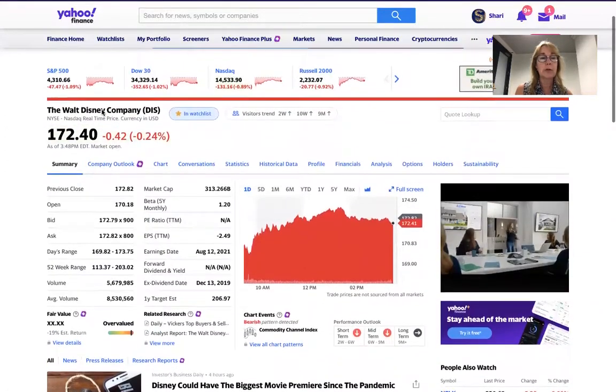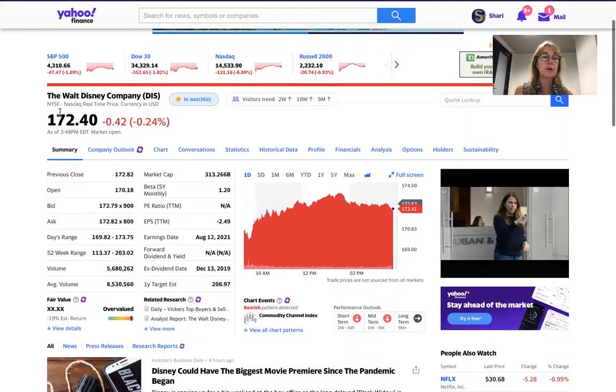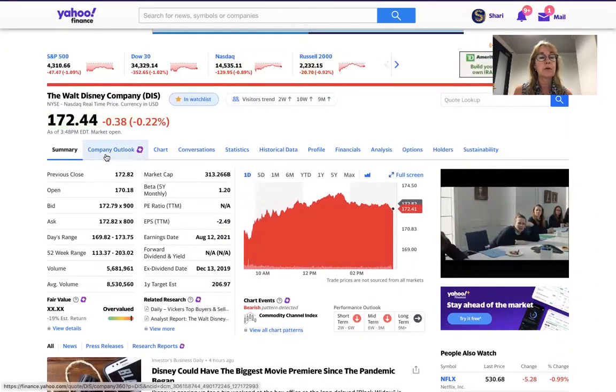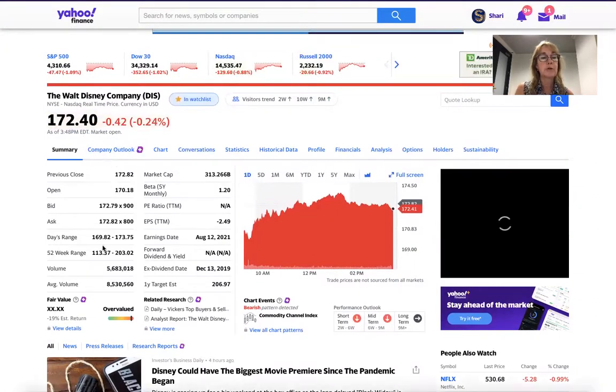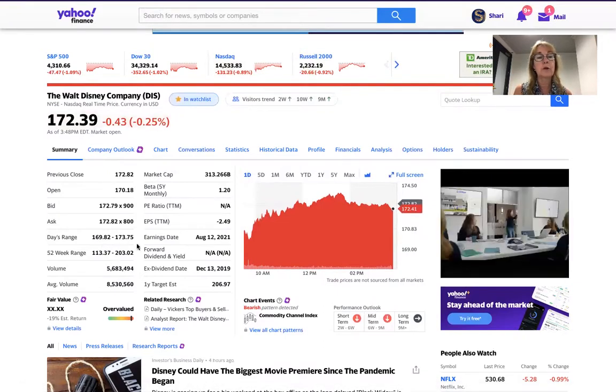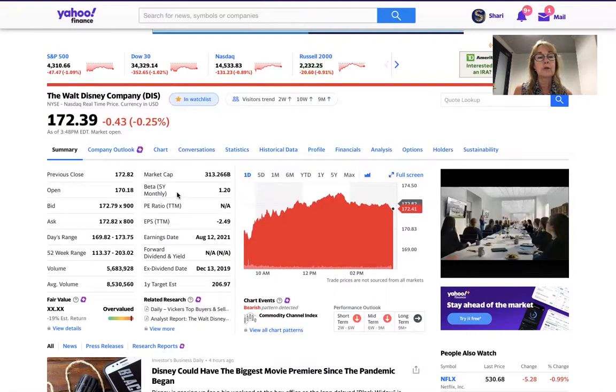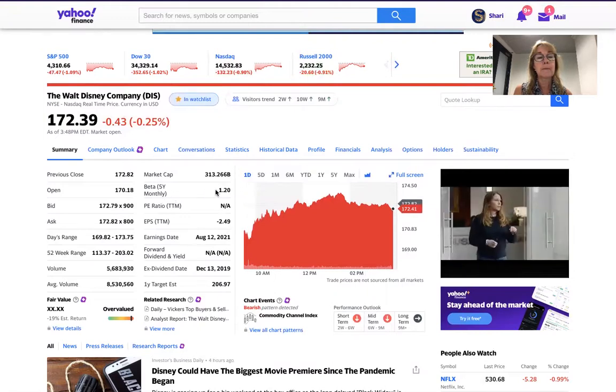This is the summary page. This tells us where Disney is right now. They're 42 cents down today. This is the previous close. This is where it opened. This is the range for the day. This is the range for the year. This is the volume. Here's the beta.